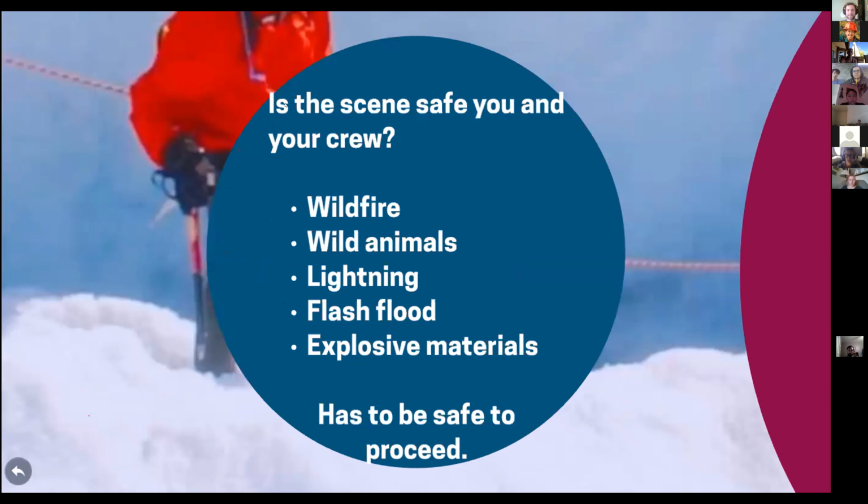So we need to make sure that the scene is safe for you and your crew. If the scene is unsafe, you're not going to try to treat a patient. For example, if there's a wildfire ripping through an area and you are going to respond to that area, you would wait until the wildfire was put out. Other examples include wild animals. While a grizzly bear is rummaging through your friend's tent, that's not a good time to go try to help your friend unless you have grizzly bear training and explosive weapons.